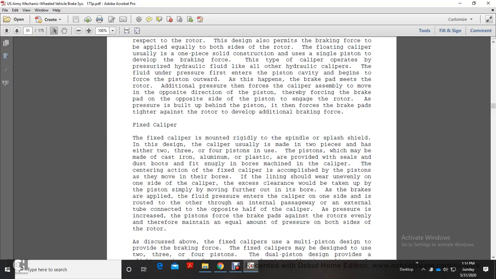The fixed caliper. The fixed caliper is mounted rigidly on a spindle or splash shield. The caliper design is usually a two-piece construction, heavy, with two, three, or four pistons in use. The pistons, which may be made of cast iron, aluminum, or plastic, are provided with a dust boot, and each fits snugly in its bore machined in the caliper. The action of the fixed caliper is accomplished by the pistons moving within their bores.